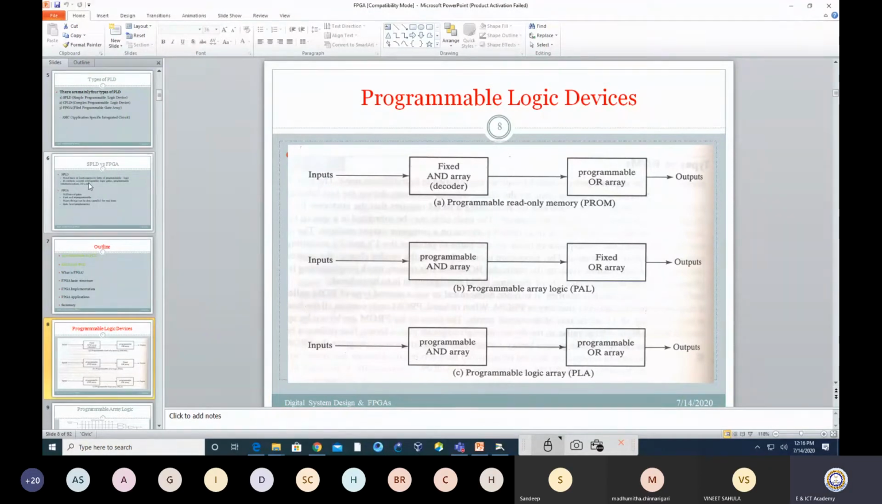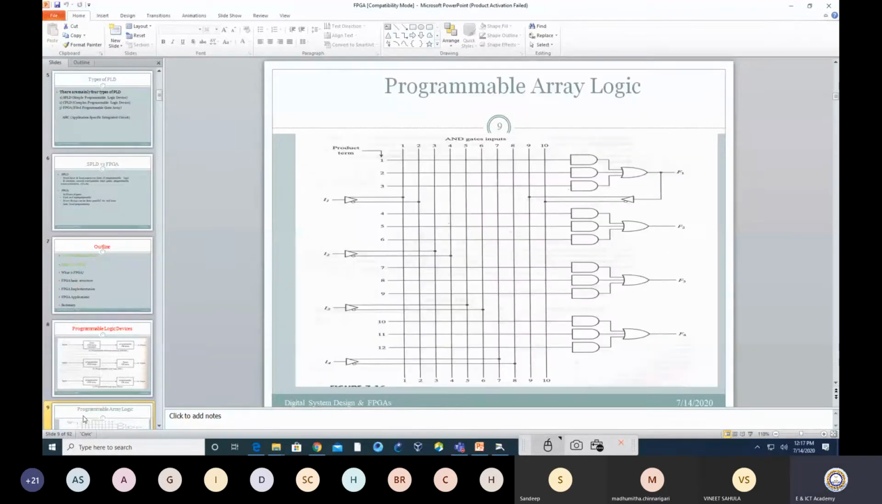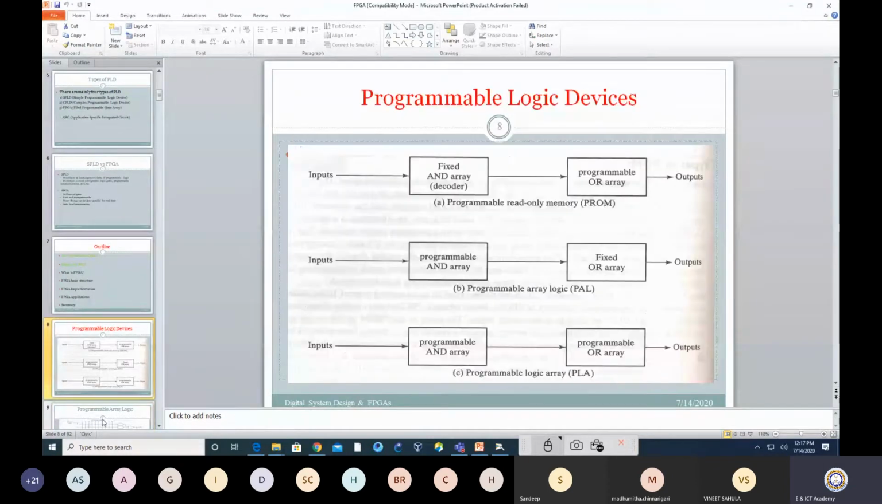Similarly, in a PAL we have a programmable AND and a fixed OR. That is the reverse case of PROM. While in a PLA, I have both programmable. Now, how can this help you? If I talk about the PAL, what is PAL? I have a programmable AND and I have a fixed OR.